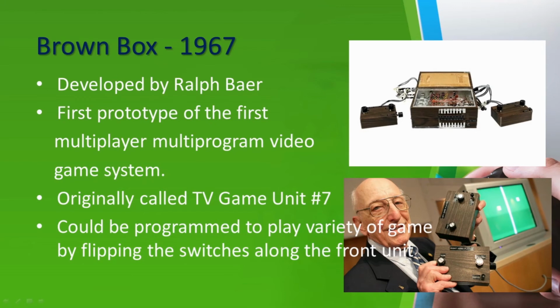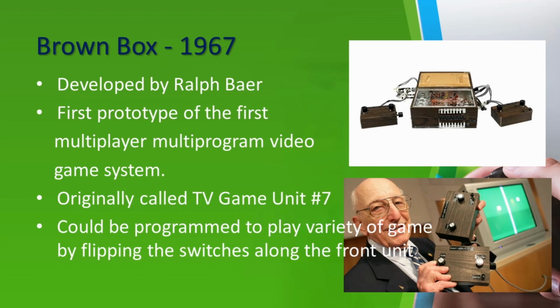Next, we have the Brown Box that was invented in 1967. It was developed by Ralph Baer. First prototype of the first multiplayer multi-program video game system, originally called TV Game Unit number 7. It could be programmed to play a variety of games by flipping the switches along the front of the unit. So basically, guys, this is the first video console ever, a programmable video console.